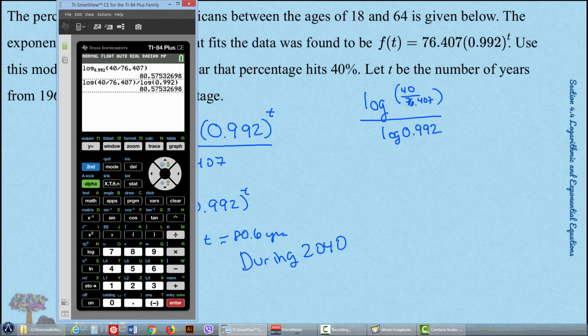So either way is totally fine. Instead of a LOG, you could use a natural log. Previously, we were not able to solve these problems because we didn't know about logarithms, so we had to use the intersect command in the calculator. But now we know about logarithms, so we can solve for the exponent in an exponential equation.